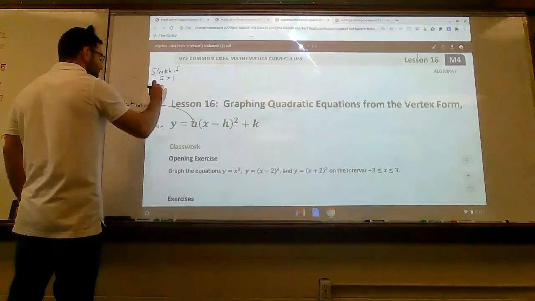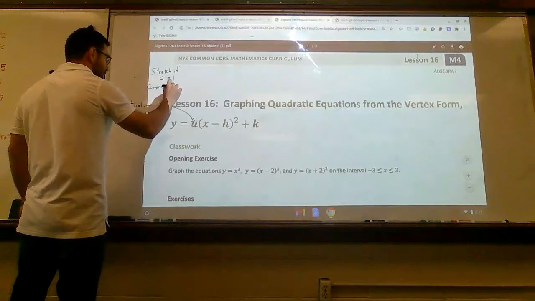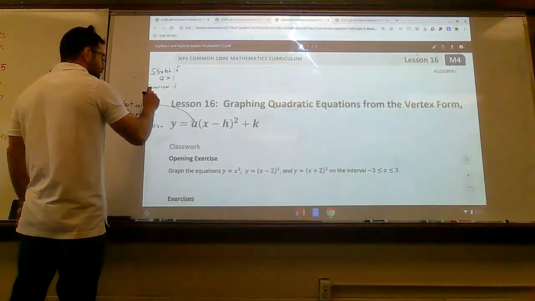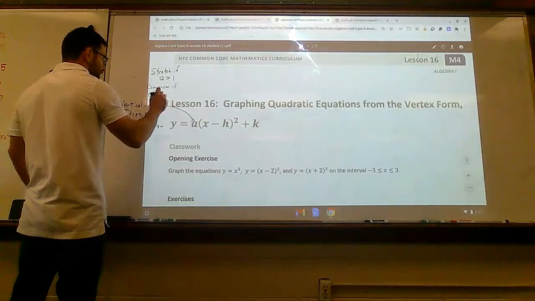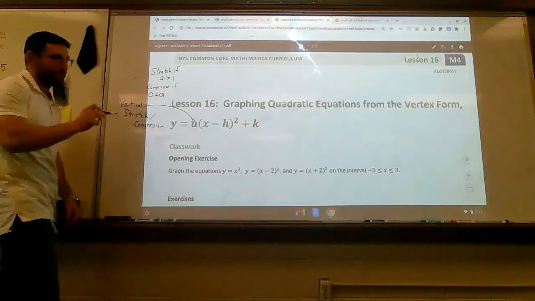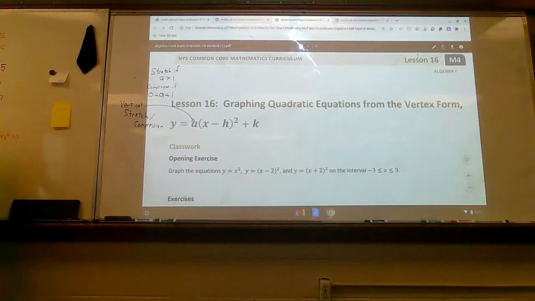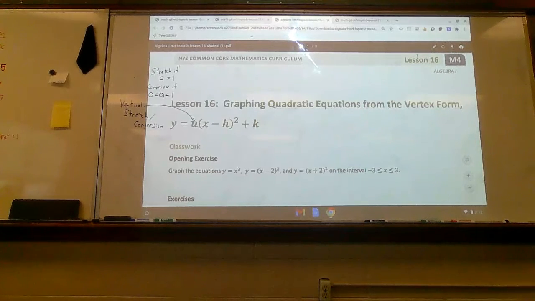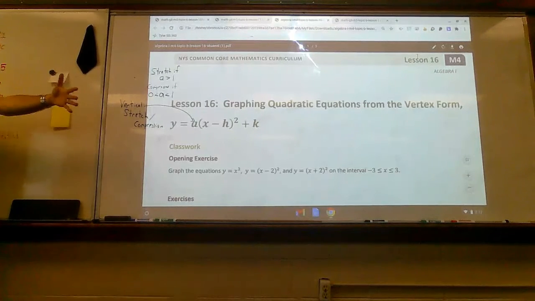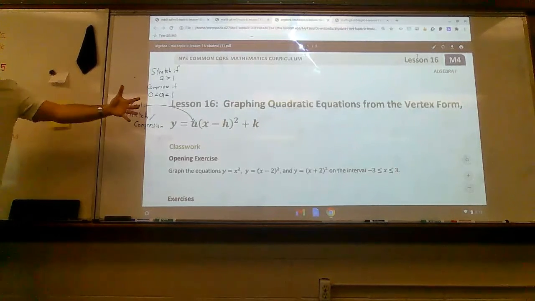It's compressed if 0 is less than A, which means A is greater than 0, but less than 1. Which means it's a fraction that's not an improper fraction. Okay, 1/3, 1/50th. The smaller that number is, the closer to 0 it is, the more compressed, the wider it's going to be.